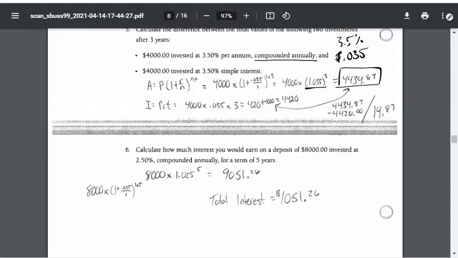And so you end up with 4,434.87. If I just did simple interest and you only received interest off that $4,000, you're basically getting that same amount every single year. So when I go 4,000 times 0.035 times 3, you get 420. Add it to the 4,000 that you started with, and you would end up with 4,420. So you don't get as much if it's not being compounded. When I subtract it, if you use the compound, you actually would get $14.87 more. Okay?